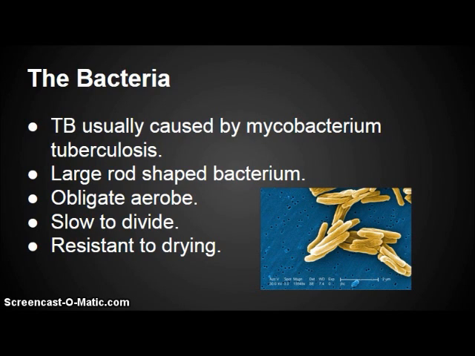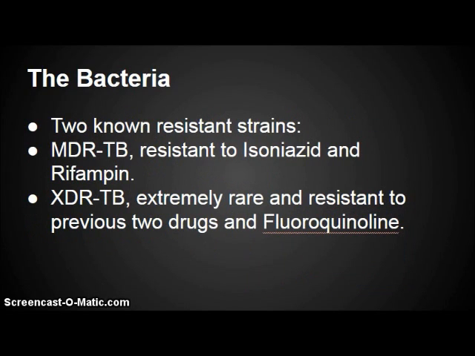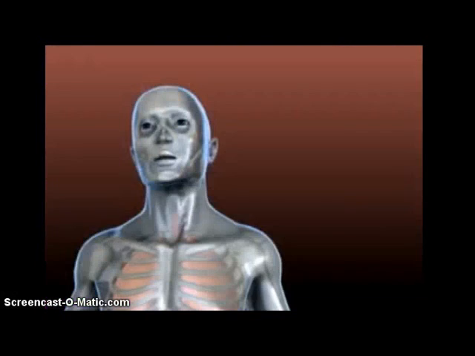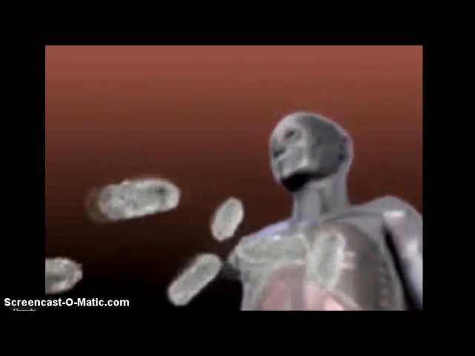It is very resistant to drying due to a high percentage of lipids found in its coat. There are two known resistant strains: multidrug resistant TB, or MDR-TB for short, which is resistant to isoniazids and rifampin, which are used in the treatment of TB. There is a rarer strain of TB called extremely drug-resistant TB, or XDR-TB for short. This is resistant to both of the previous drugs and also the secondary drug used in treatment of TB called fluoroquinolone.